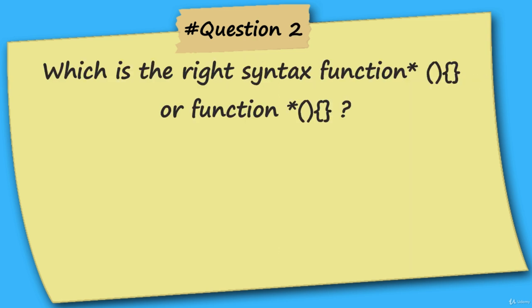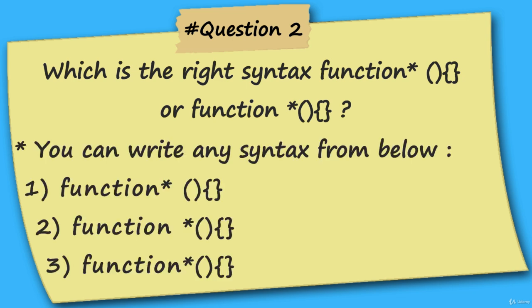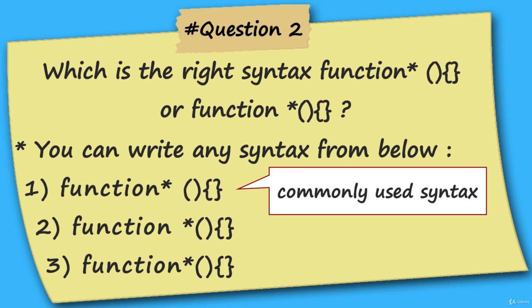The second question is, which is the right syntax? Function asterisk then space, or function then space and asterisk? See, we have already seen earlier in the beginning that whether you write space after the star, before the star, or even if you don't give a space in between, that is function, parentheses, star and brackets, with no space, it doesn't matter, right? All these syntaxes are valid. But at the same time, I would just like to emphasize that function star space is the commonly used syntax. So we go with this way of writing the generator function.